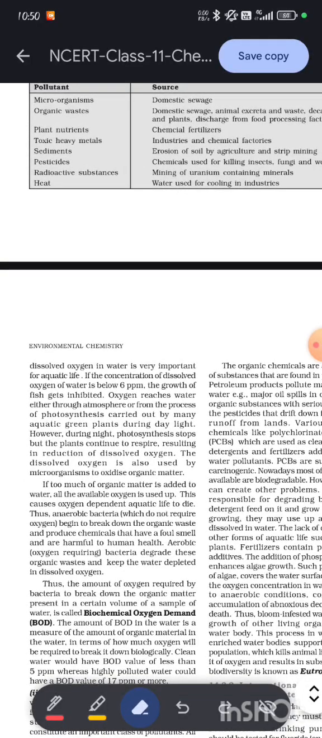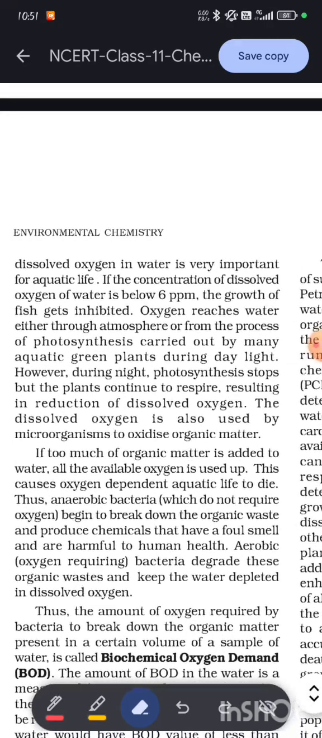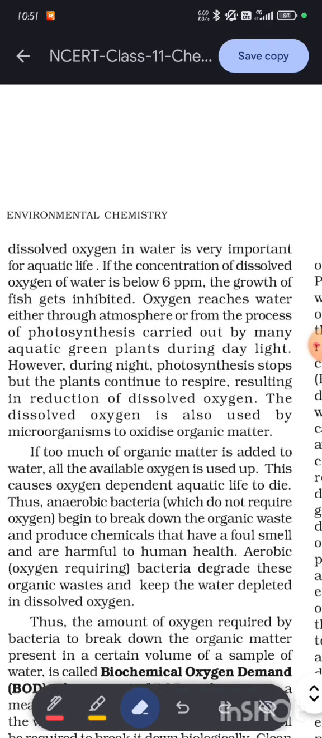If the concentration of dissolved oxygen of water is below 6 ppm, the growth of fish gets inhibited. Oxygen reaches water either through the atmosphere or from the process of photosynthesis carried out by many aquatic green plants during daylight. However, during night photosynthesis stops, but the plants continue to respire, resulting in reduction of dissolved oxygen.